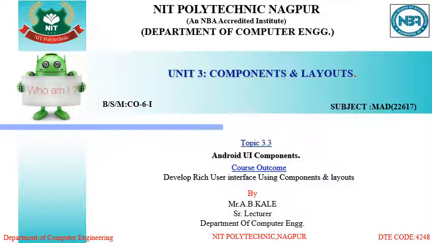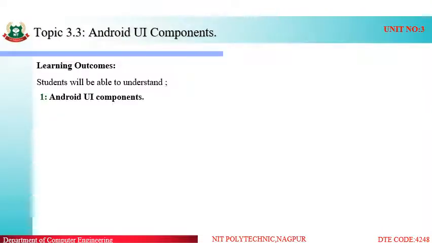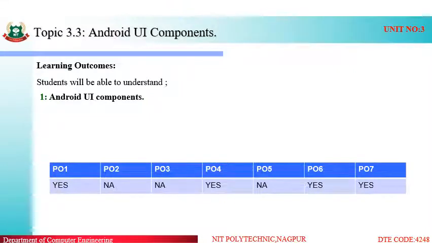That is, it will be used in our activity, which is nothing but the form which we will use to design our application. Form in the sense, in Android it is called an activity. So the learning outcome includes to study the different UI components. Program outcomes satisfied are PO1, PO4, PO6 and PO7.